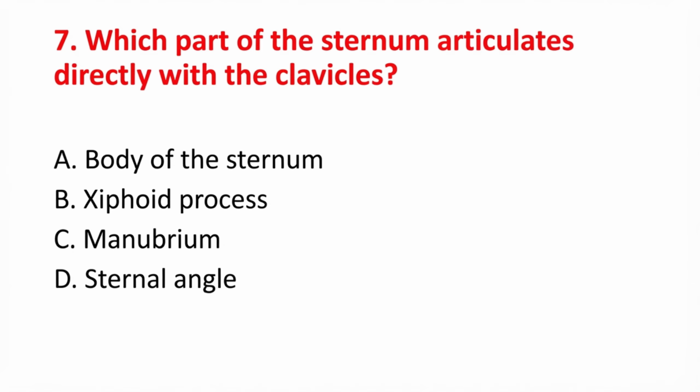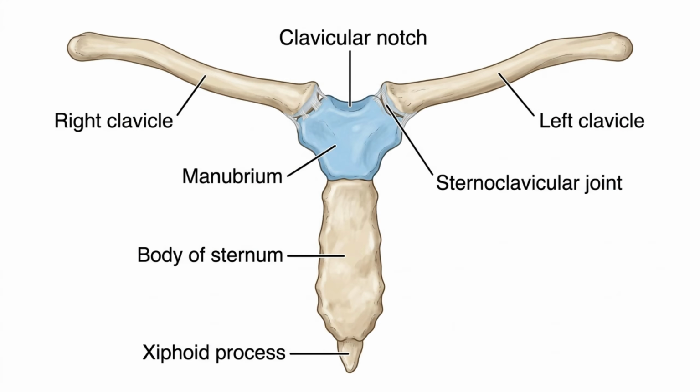The correct answer is C, manubrium. The sternum consists of 3 parts: the manubrium, the body, and the xiphoid process. Looking at the diagram, the manubrium is the uppermost part of the sternum.